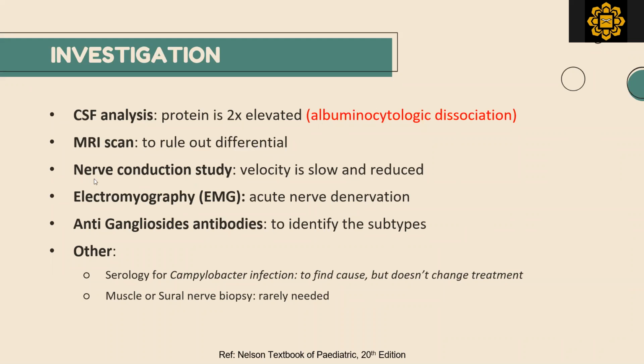And apart from that, we can order electrophysiological studies. It can also help in assessing severity. Apart from that, you can order the anti-ganglioside antibody to give the subtypes of GBS. Others are rarely needed, like muscle or sural nerve biopsy. Or also, we would like to find the specific cause, which is Campylobacter infection. It doesn't give any change in treatment.